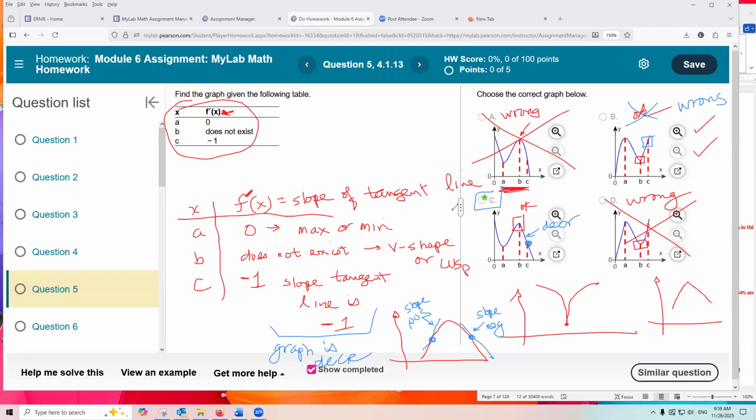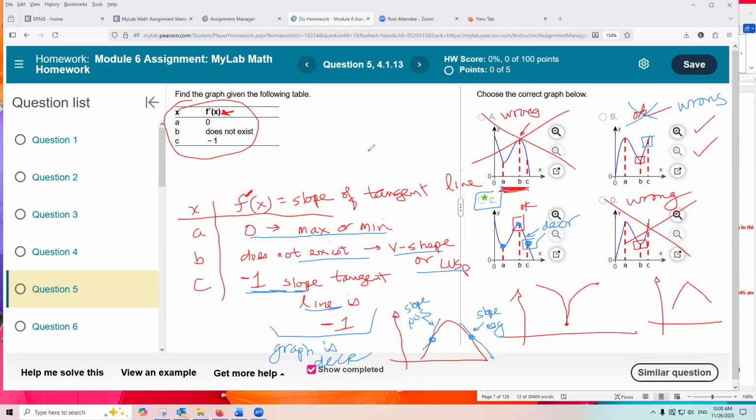Just to summarize, at point A, you should be reaching a max or a min. Yes, here it is. We reached the min. At point B, you should have a V shape or a cusp. Yep, here's a sharp corner. At point C, you should have a decreasing, a downhill graph. Yes, we do. So graph C meets all three of these conditions.